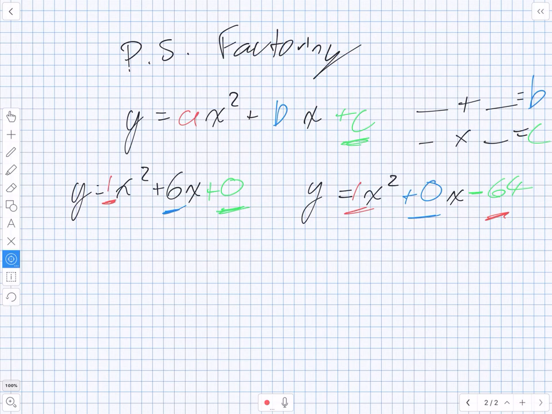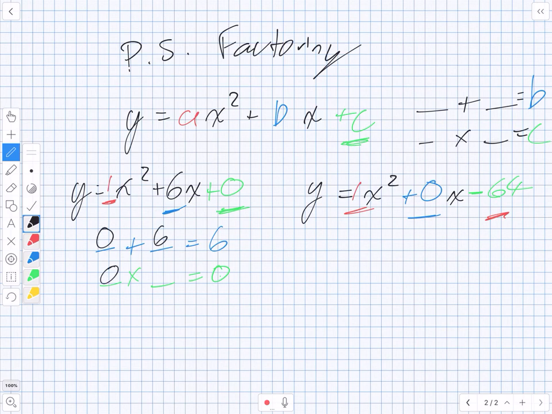So let's think about this quickly. In fact, we might be able to do this one relatively quickly. I need two values that, in the first case, add to b, b is 6, and they also multiply to c. C is 0. What two numbers add to 6 and multiply to 0? 6 and 0. In order to multiply to 0, you must have a 0. So we have 6 and 0.